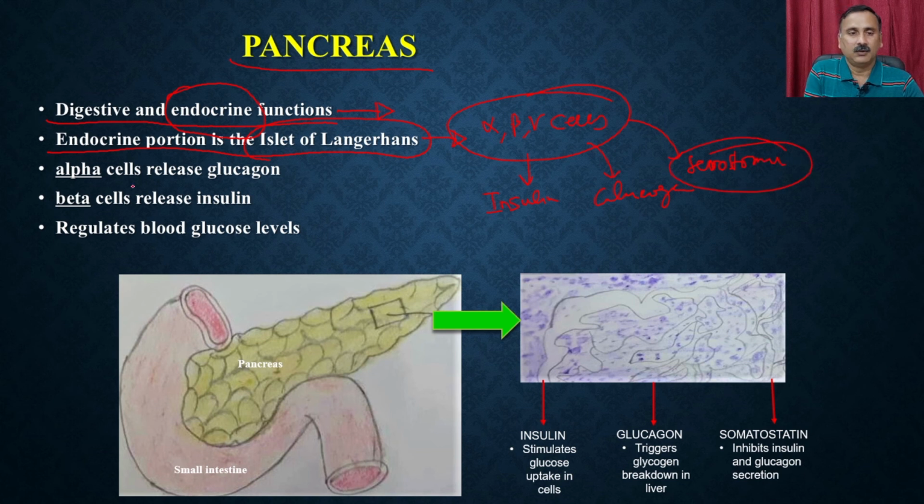Okay. So, alpha cells release the glucagon, beta cells release the insulin, and they participate very extensively in the blood glucose level. What you see here is the pancreas, and this is the small intestine where the pancreas is present. When you see a very small portion and the amplified region, you have the alpha cells, the beta cells, and also the gamma cells.